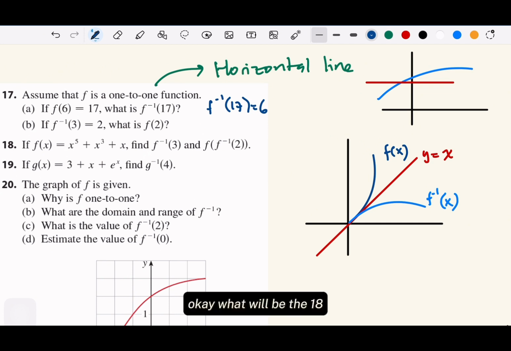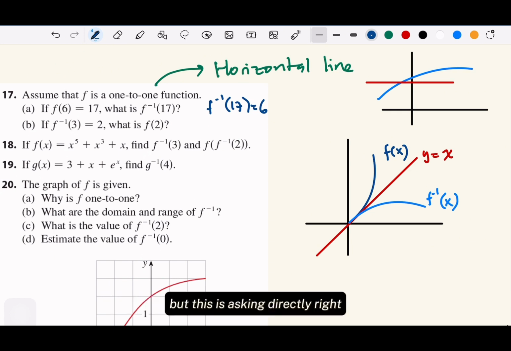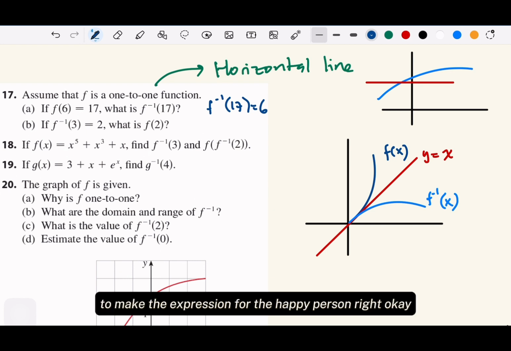What will be number 18? We have f of x equals x to the power of 5 plus x cubed plus x. Find f inverse of 3 and then find f inverse of 2. It's tricky. Number 18, I will let you think first. Sometimes it's not so easy to get the expression, but this is asking directly, right? So maybe then you don't need to make the expression for the f inverse.